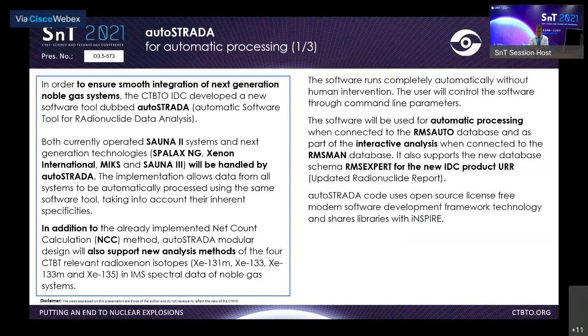The Autostrada project has been mainly motivated by the need to get prepared for processing the data from next generation noble gas systems in a timely manner. And by next generation, we mean Sauna 3, Spalax NG, Xenon International, and Mix, in addition to the currently operated Sauna 2. Autostrada implements the NCC algorithms, and recently we also integrated the BGM software module, as this was delivered by our colleagues from FOI Sweden within the Sauna 3 acceptance testing process.